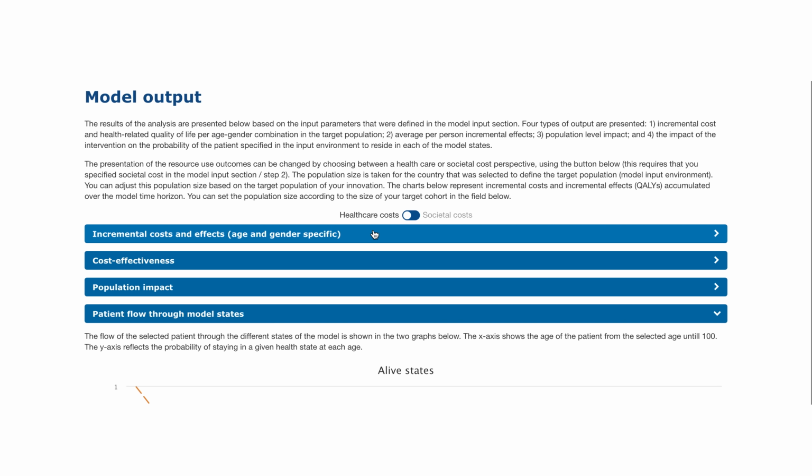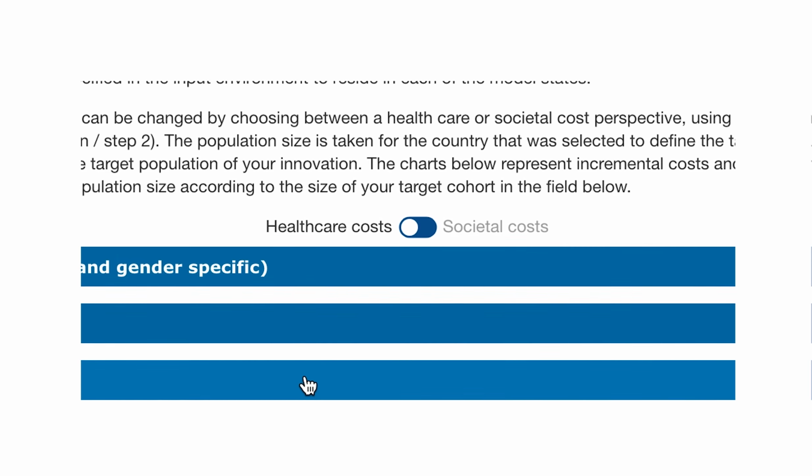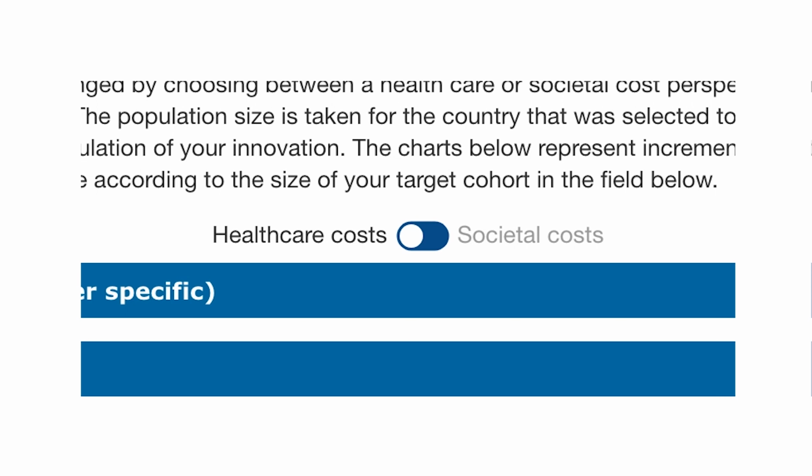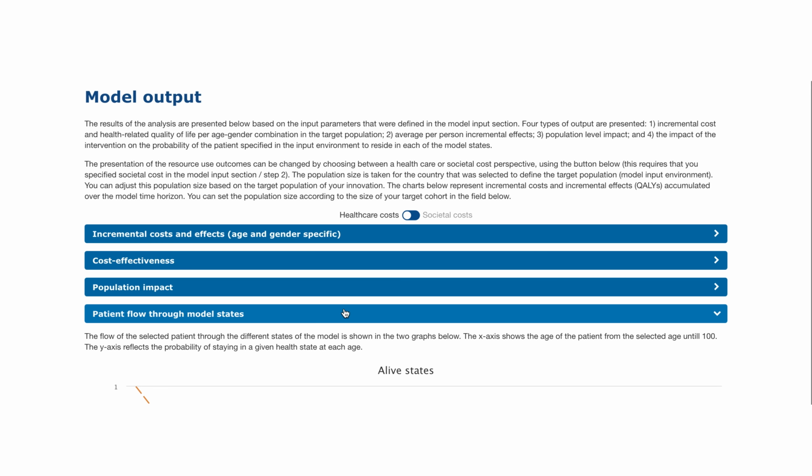There are two perspectives on the outcomes: a healthcare or societal cost perspective. They may each be viewed by using this button. You may only view results under the societal costs perspective if you have specified societal costs in the previous section.